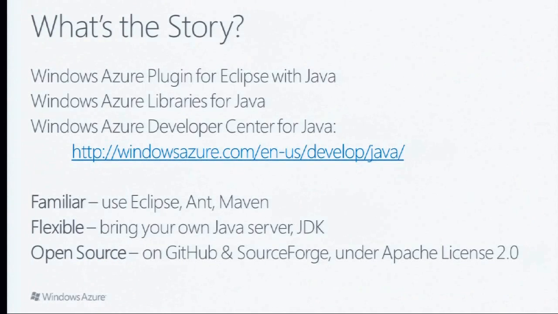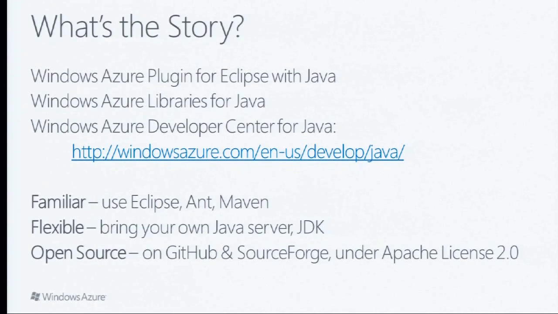So what's the story? There are three things that are available to help you with your development. There's the Windows Azure plugin for Eclipse with Java that I will cover in detail in this session. There are the Windows Azure libraries for Java, which I will mention briefly, and you can download them from the Windows Azure Developer Center. And then there is the Developer Center itself.